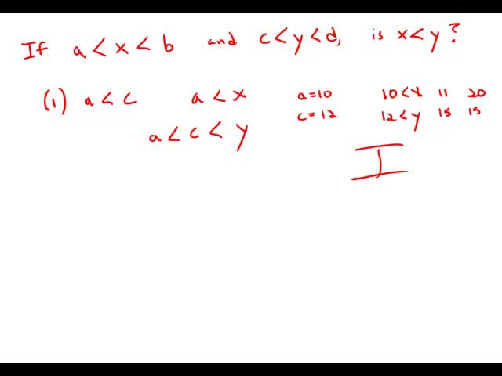Now forget about statement number 1. Statement number 2 tells us that B is less than C. Well, this is interesting because this is comparing an upper limit of one of the inequalities to the lower limit of another inequality.